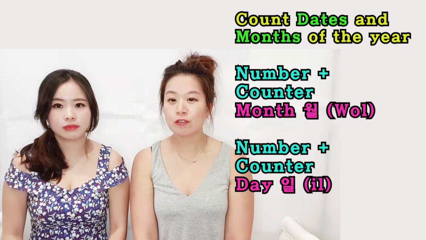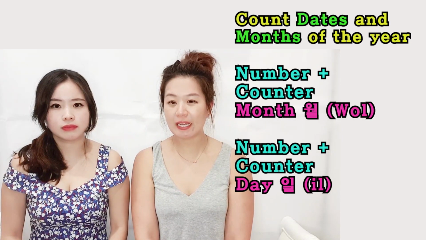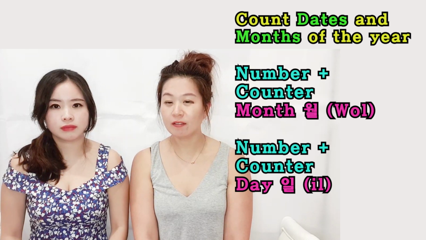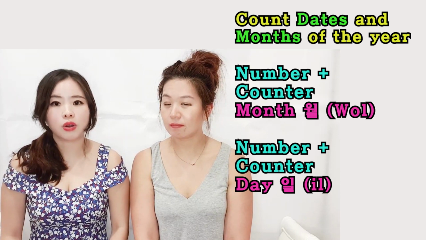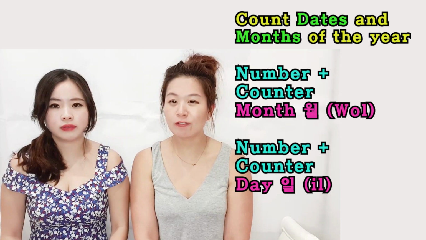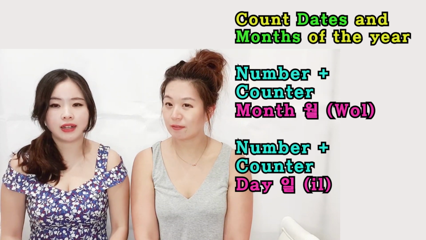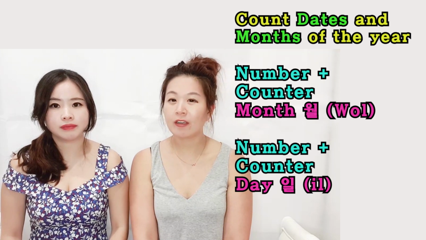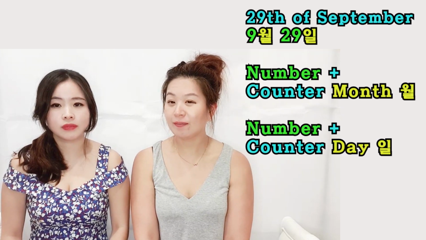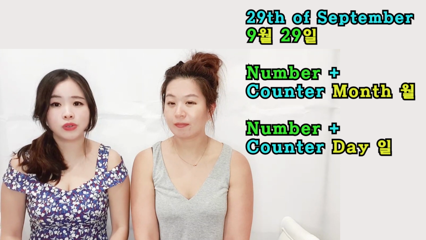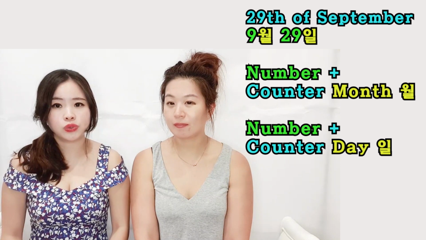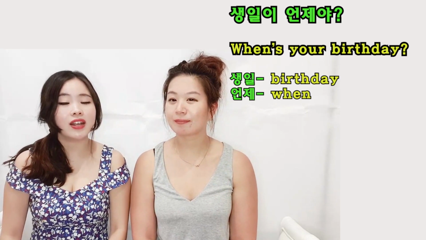We also use Sino-Korean numbers for dates and months in the year. The counter for month is 월, and the counter for day is 일. When is your birthday? 9월 29일. 9월 29일. So Haley, 생일이 언제야?